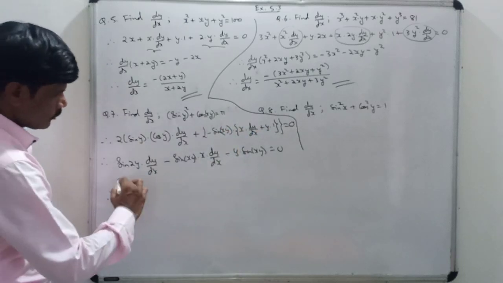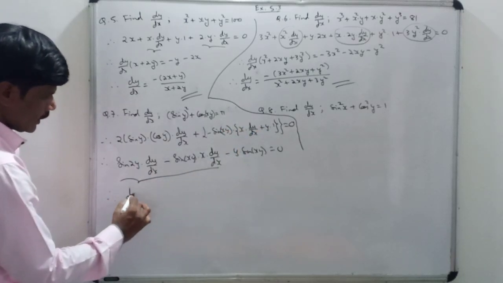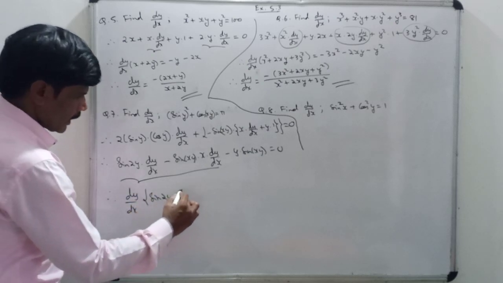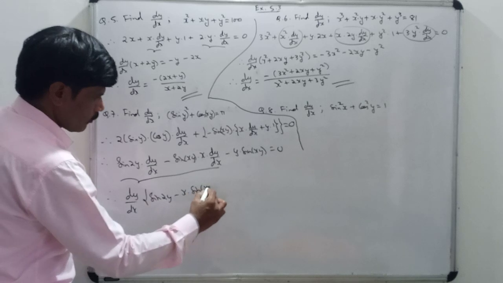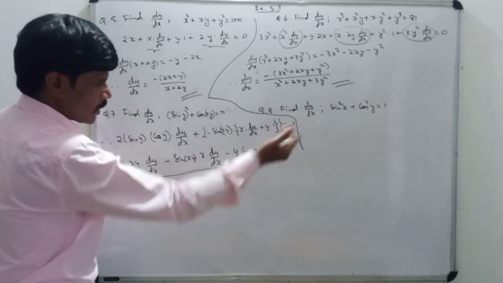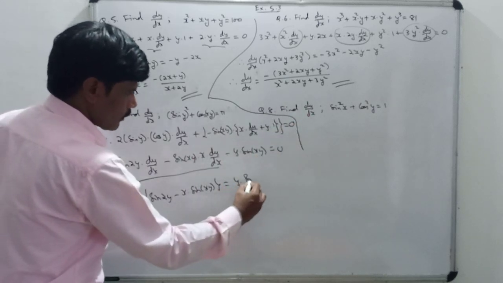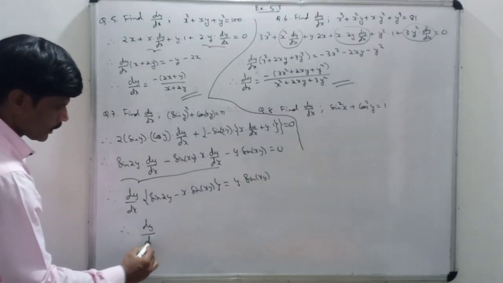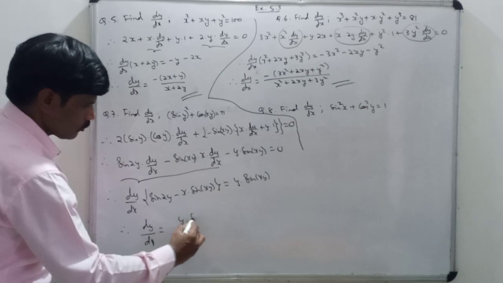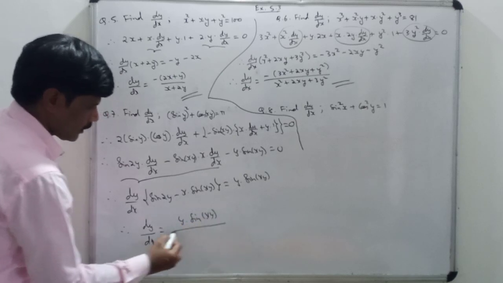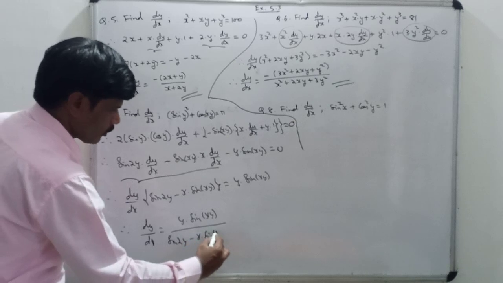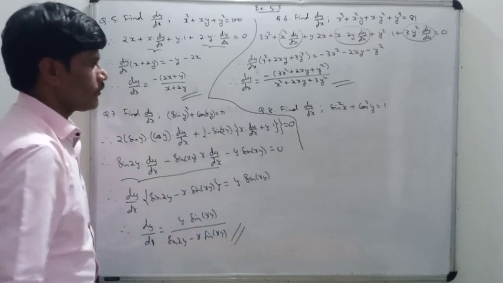Now dy by dx you take common from here. So when we take dy by dx common, you will get what? Sin 2y minus x into sin of xy, minus y into sin of xy to that side will go to that side, so y into sin of xy. So finally dy by dx is equal to y into sin of xy upon sin 2y minus x into sin of xy. This is what dy by dx.